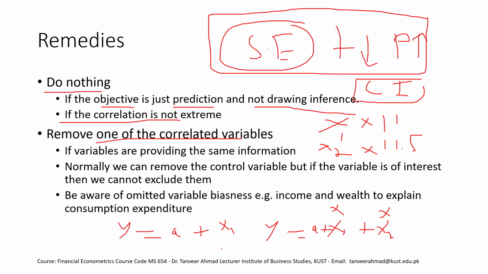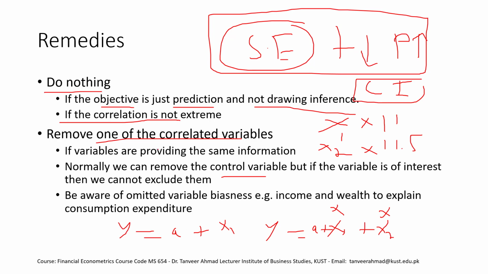So this is the path that we choose if the variables are providing the same information. Normally we can remove the control variables. We have control variables in our model. But if the variable is of interest, then we cannot exclude it. If the variable is particularly important for that specific project, then it wouldn't make sense to remove that variable.